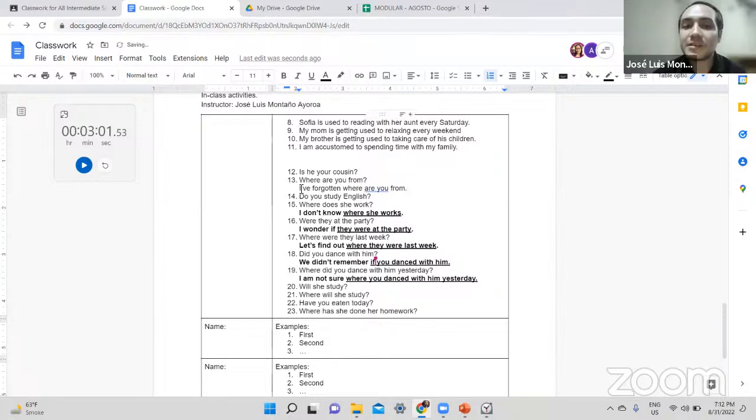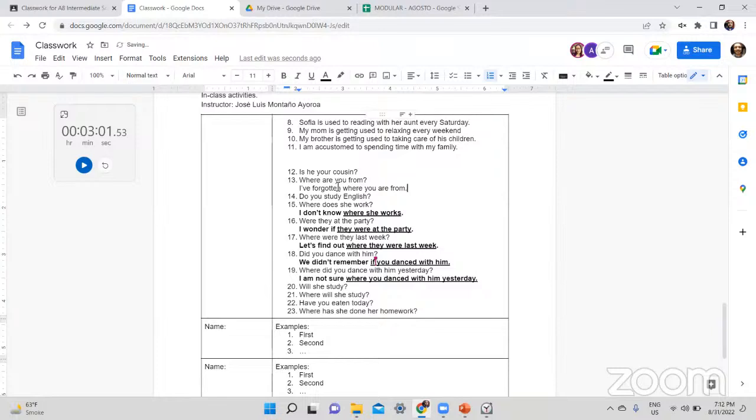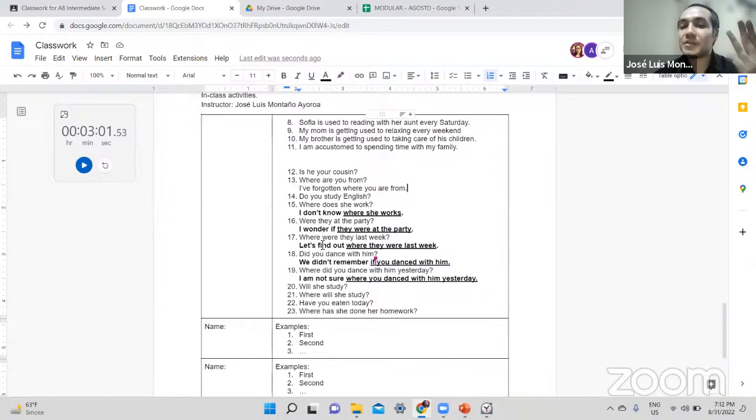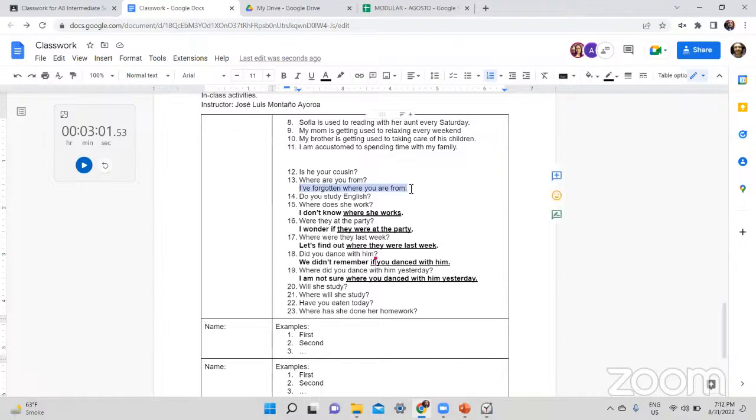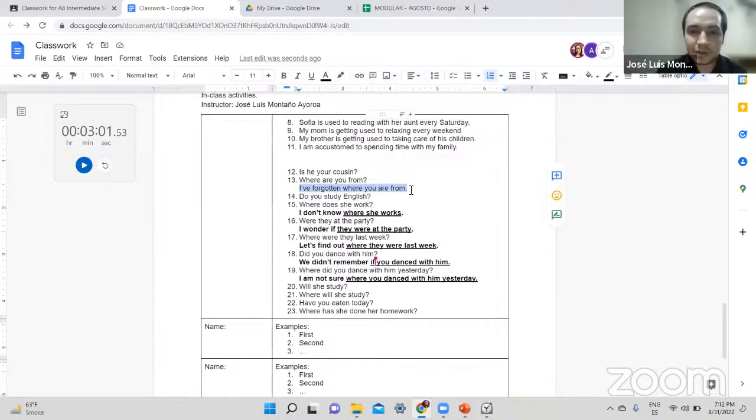Why? Because this is a statement, right? Sorry, you didn't change this one. Why? Because this is a statement where you are from. There you go. Forgotten is a statement, so period. I don't know, a statement, period. I wonder, it's a statement, period. Let's find out, a statement, period. We didn't remember, the same, and I'm not sure, the same. All right, so I don't know if you have any questions after this part, Evelyn. Let me know, please.